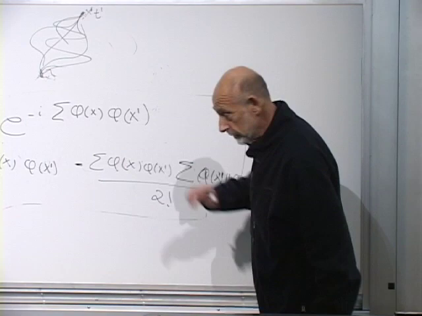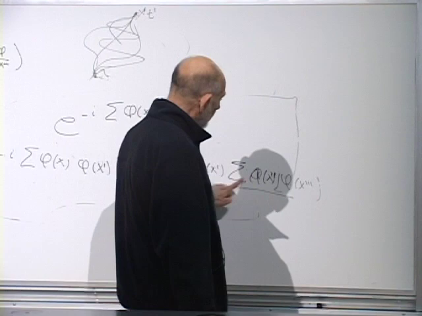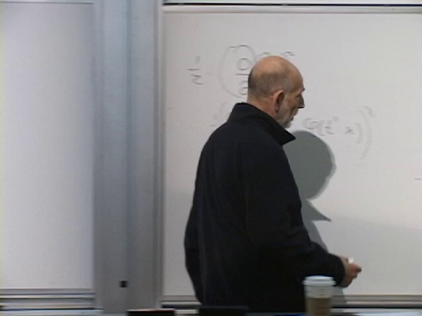All right, so what does this one do? It moves a particle from x to x prime, and this one moves a particle from x double prime to x triple prime. So one of them moves a particle from here to here.